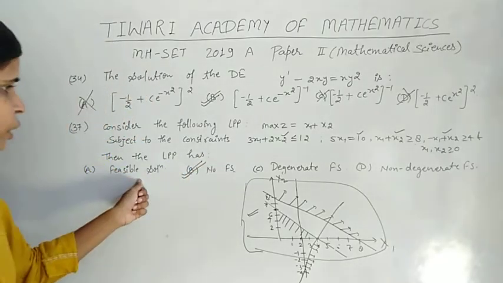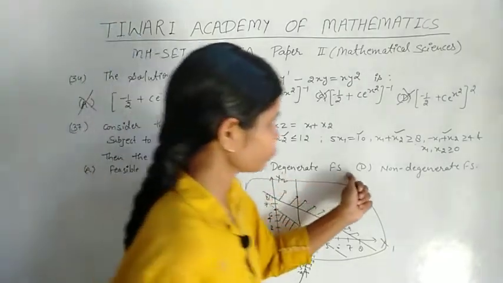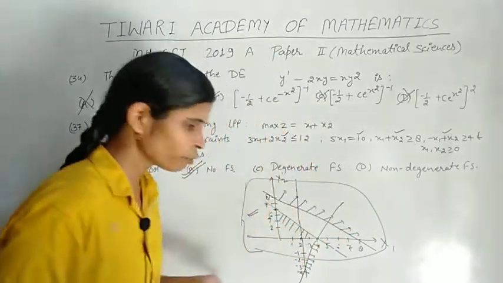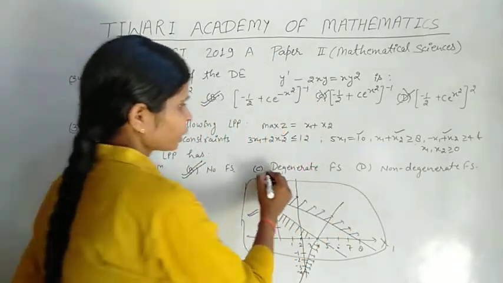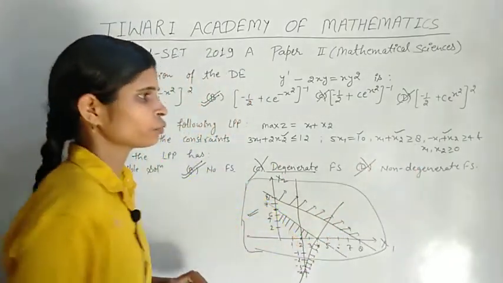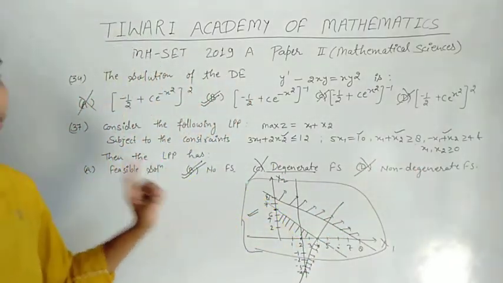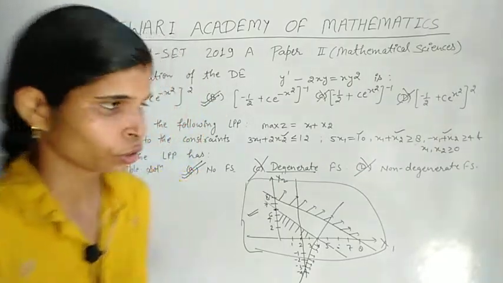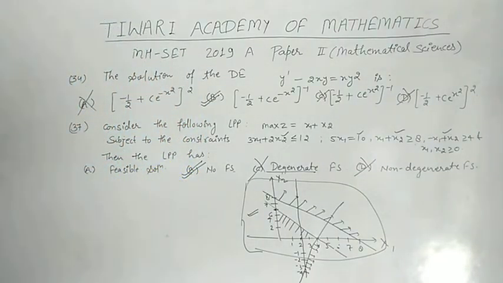Option A, feasible solution, is wrong. Degenerate feasible solution is also wrong because it has no feasible solution. Non-degenerate feasible solution means it has a feasible solution, so that is also wrong. Okay, so option B is the true option. Next question, question number 38.